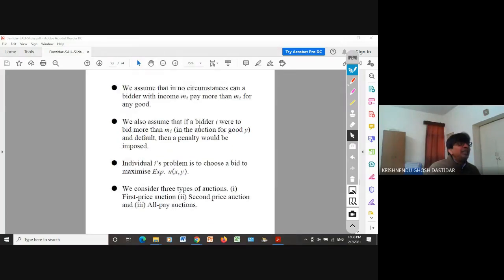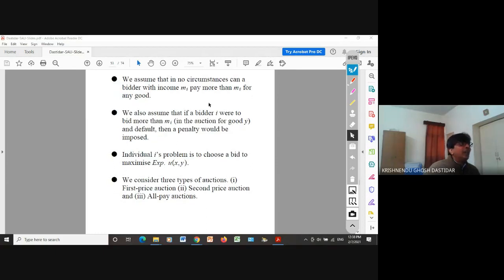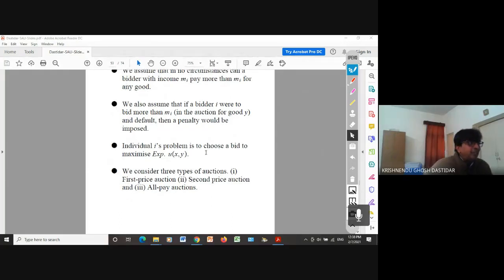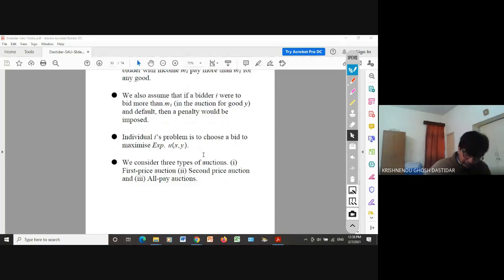So we assume that under no circumstances can a bidder with income Mi pay more than Mi for any good. And then we assume that if a bidder i were to bid more than Mi in the auction for good Y and default, then a penalty would be imposed. So this ensures that you always remain within your means. So the individual's problem is to choose a bid to maximize expected utility. Now, in this context, we analyze and consider three types of auction: first price, second price, and all pay.